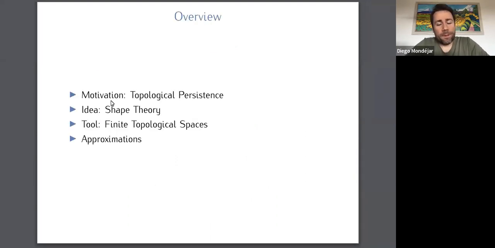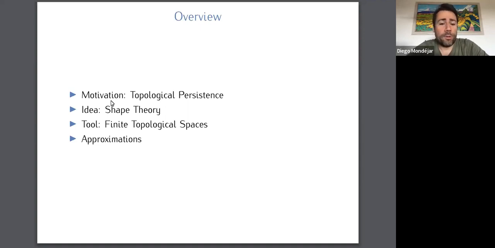The motivation of these approximations is based on topological persistence, or persistent homology. As I explain how the approximations are done, you will see that they have similar behavior to topological persistence. The idea behind these approximations is based on something called shape theory, which is a kind of homotopy theory that I will explain.